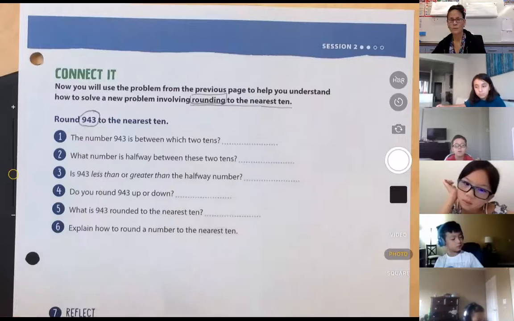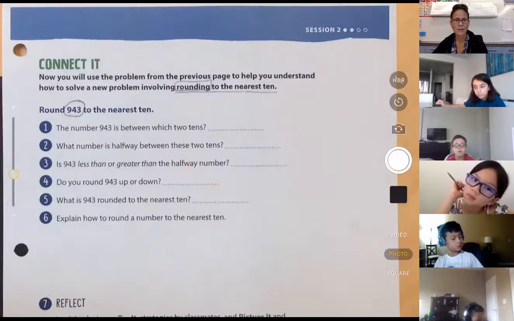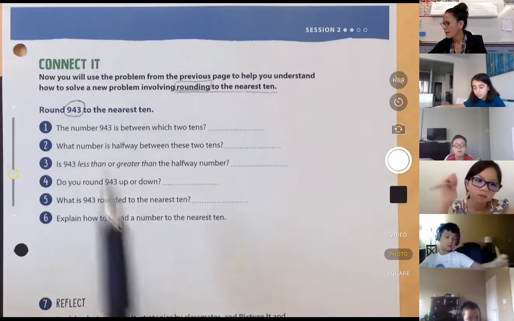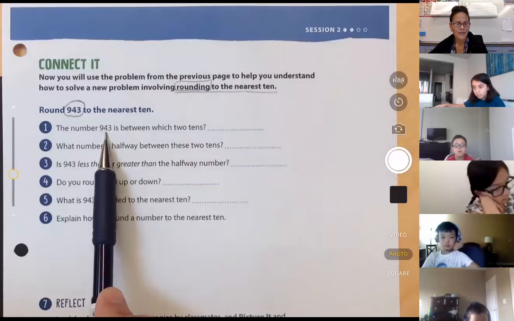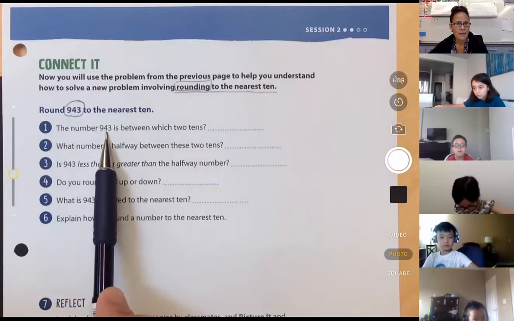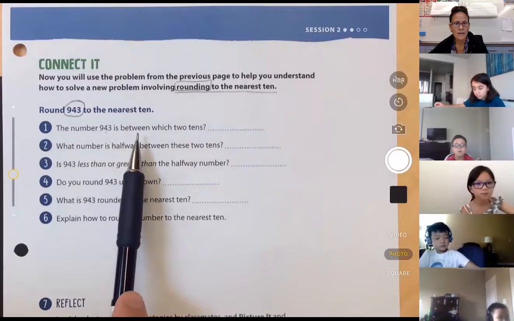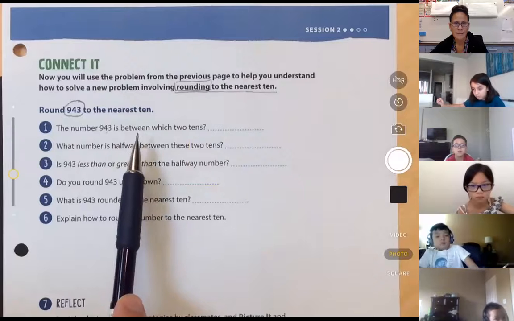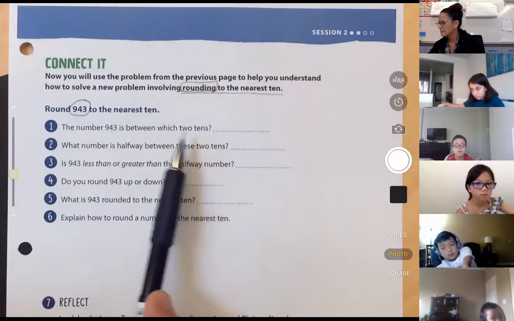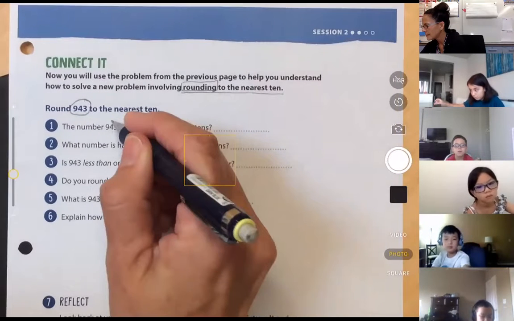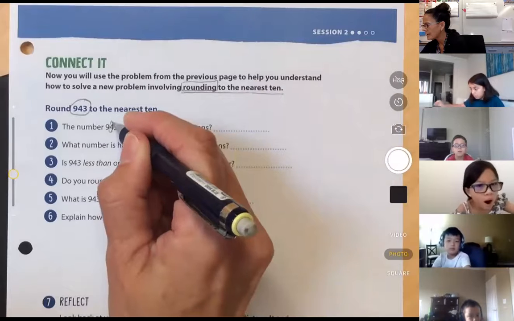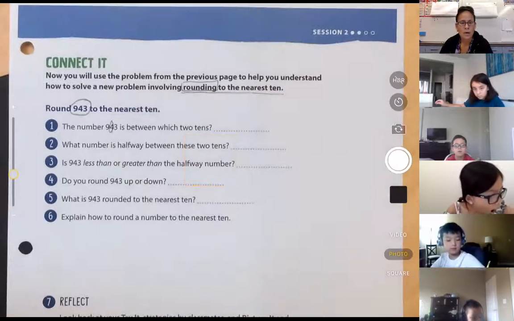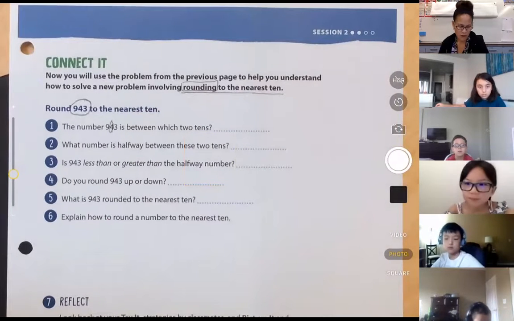Okay, my friends, so let's step through these questions. I'm on number 1. The number 943 is between which two tens? Again, tens. This is the place we're looking at, right here. So, it's between which two tens?